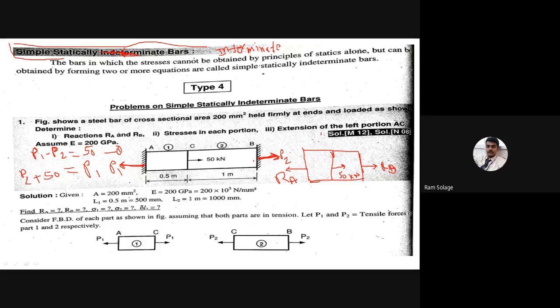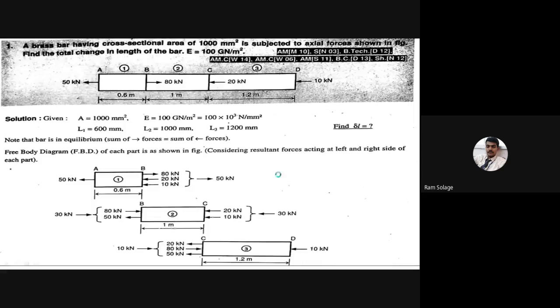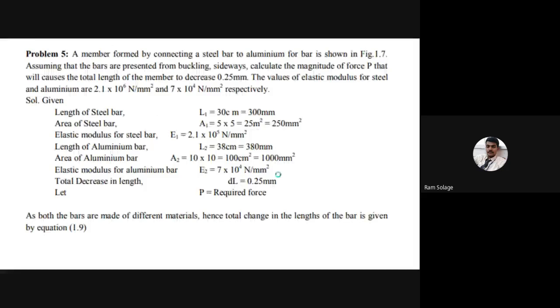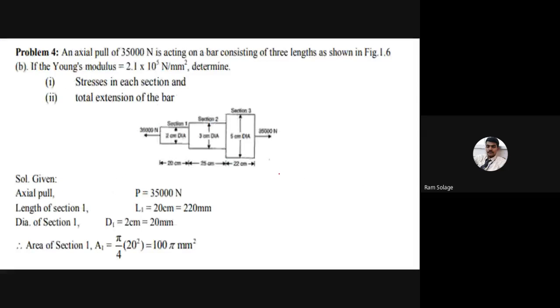In type number 2, the problems are on stepped bar, and P is given, a common P. With the help of that common P and PL upon E, that is delta L1 plus delta L2 plus delta L3, with the help of section 1, section 2, section 3 deformation, we get the addition, and we are calculating the value of delta L.